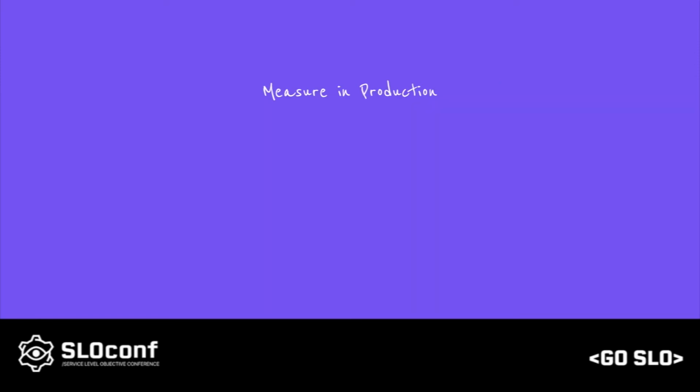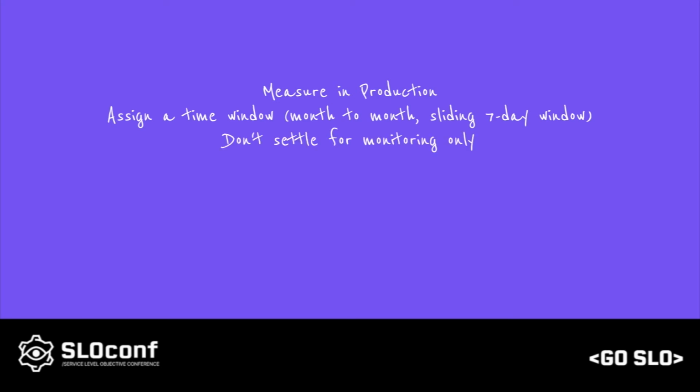Now, to really know whether we are able to stay within this budget, we need to measure this in production, and we also need to assign a time window to our SLOs. For instance, that the SLO is measured on a month-to-month basis or a sliding 7-day window. We also need to test this somehow continuously to make sure whether a certain change introduces regression, suddenly preventing us from hitting our target. This is where k6, or reliability testing tools in general, come in.